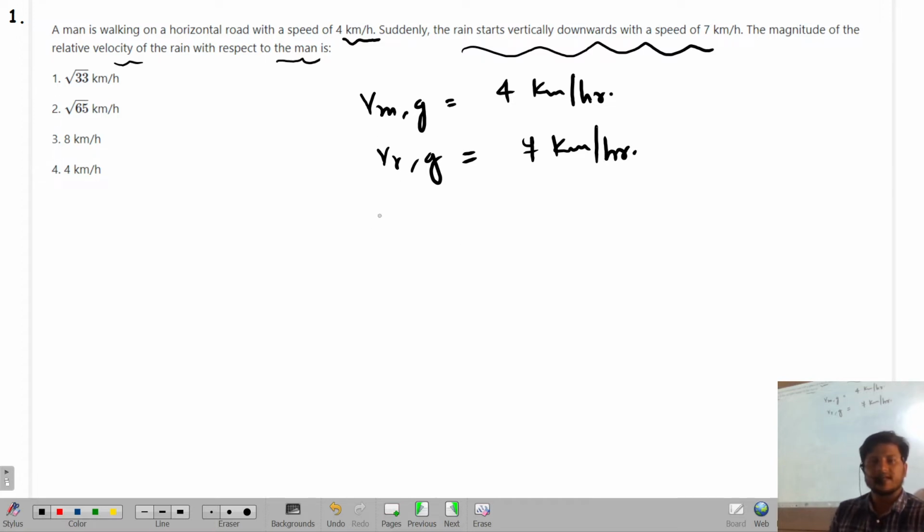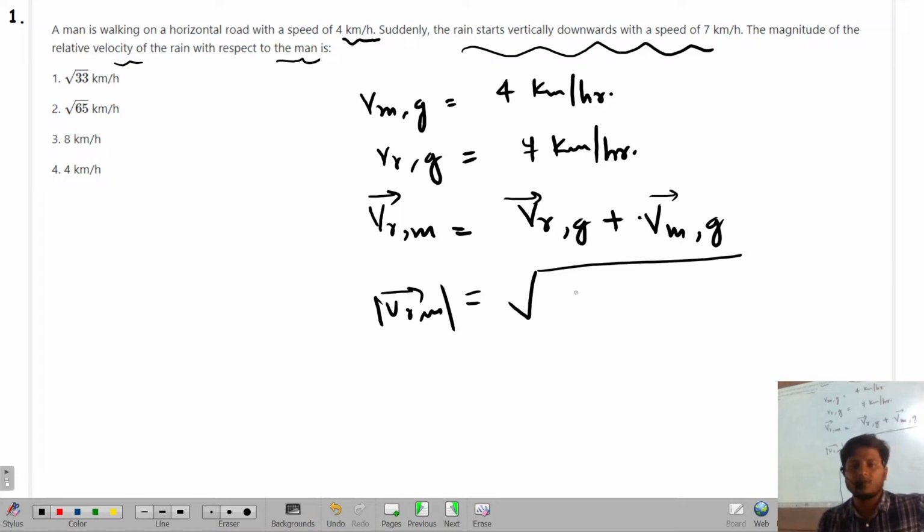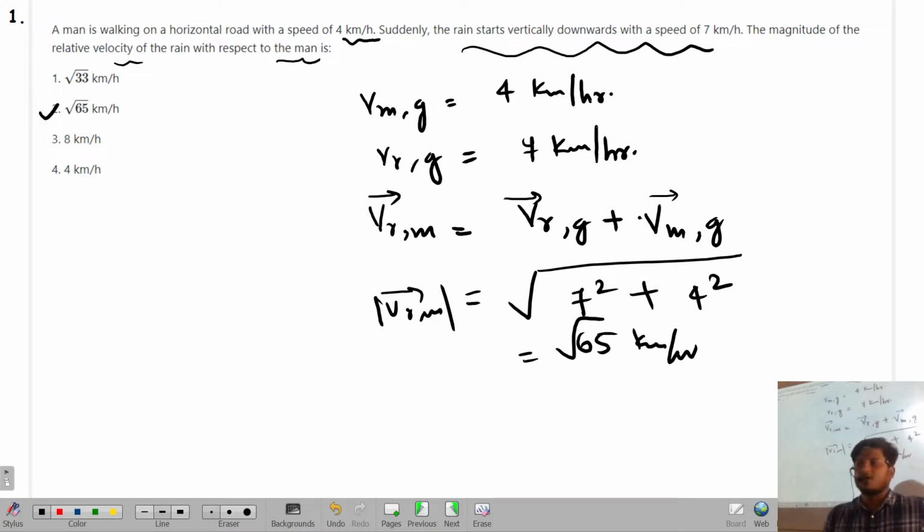Got it or not? What is that equation? Velocity of rain with respect to man is equal to velocity of rain with respect to ground plus velocity of man with respect to ground, or not? Tell me yes or no. Because one of the velocities was opposite, that's why the vector sign was getting opposite sometimes. So what will be the resultant of it? Magnitude of velocity of rain with respect to man is root over 7 square plus 4 square. That is root over 65 km per hour. Which option is correct? Option number B. Got it or not? Can I move ahead?